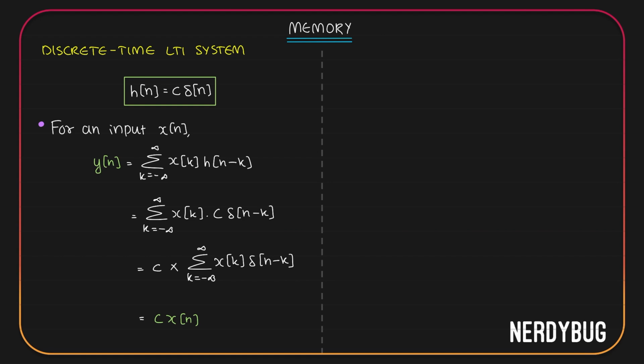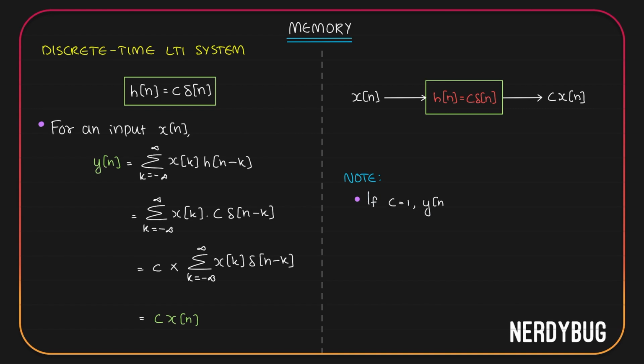So for a discrete time LTI system without memory, the output will be x of n multiplied by some constant c. It can be shown like this. Impulse response of the system is c delta of n. You give an input x of n, the output will be c multiplied by x of n. Let us make an observation. We know c here is a constant, it can take any value, but if c is equal to 1, then the output y of n is going to be x of n itself. We call such a system identity system.